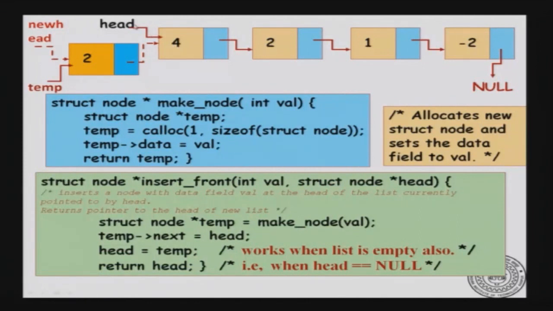The second step is that the head now has to move to 2, because the first element in the new list is 2, not 4. Okay. So, I will just say head equal to temp and return head, which is the head of the new list.